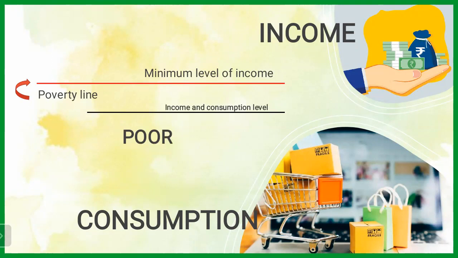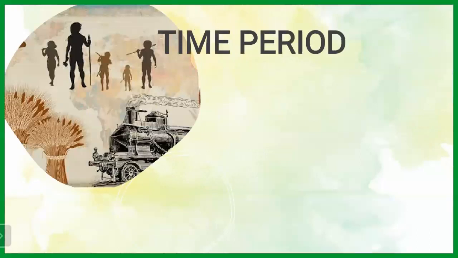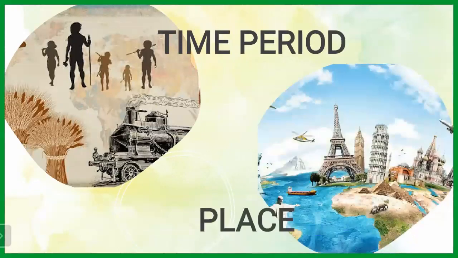This minimum level of income is also known as poverty line. If the person is having very little income, below the minimum level that is required for affording the basic amenities, then of course the consumption will be less as well. And in that case, the person will be called poor. So this poverty line varies in different time periods and at different places. Now, why does it vary in different time periods and places?